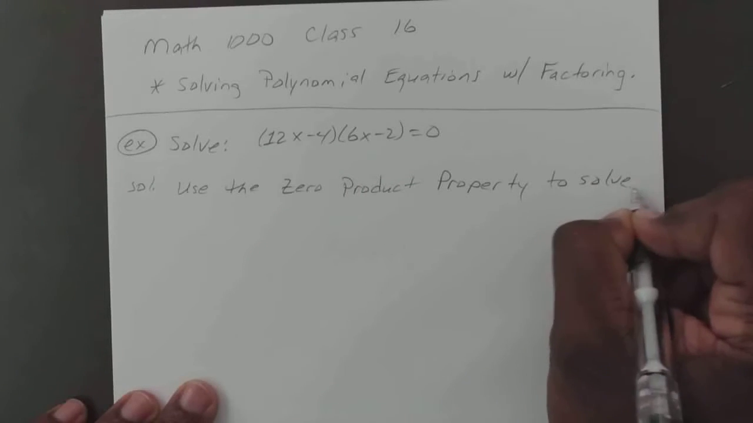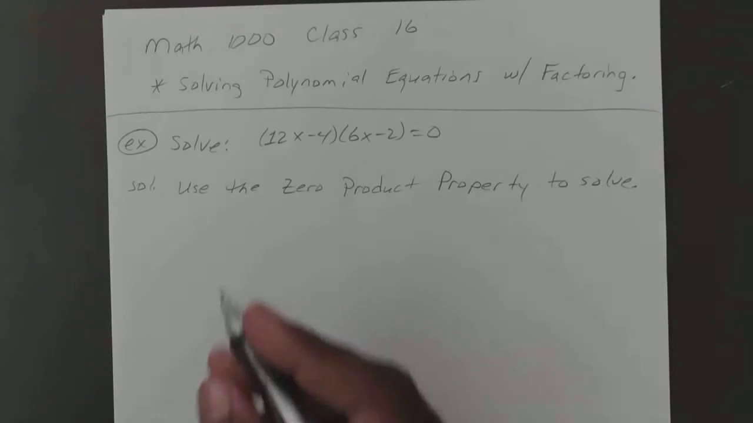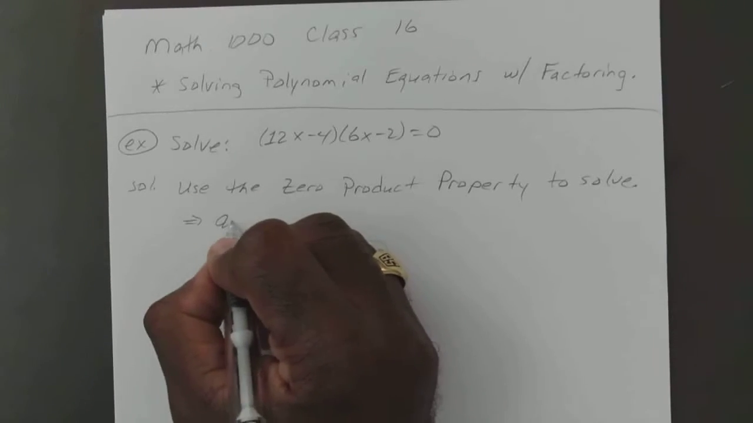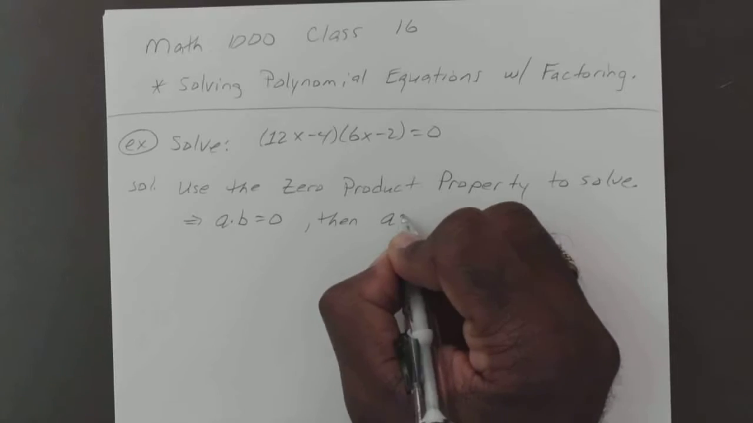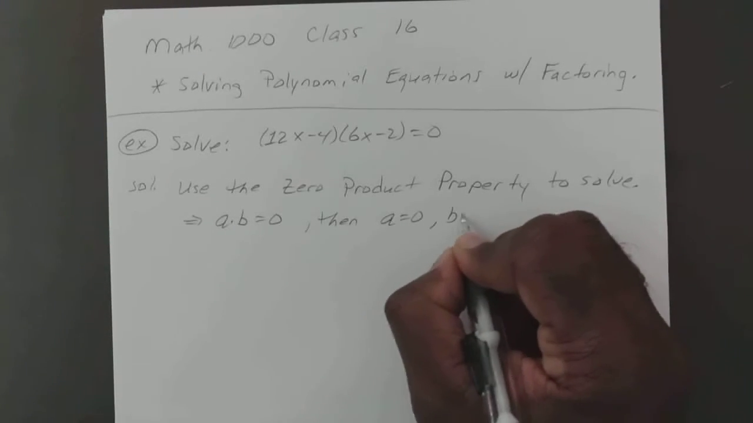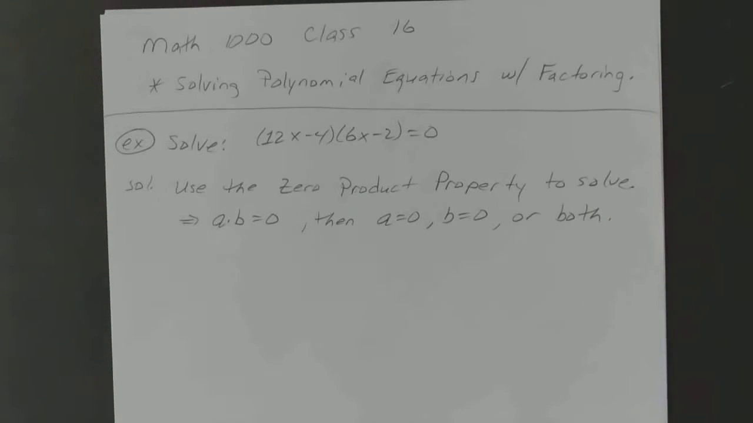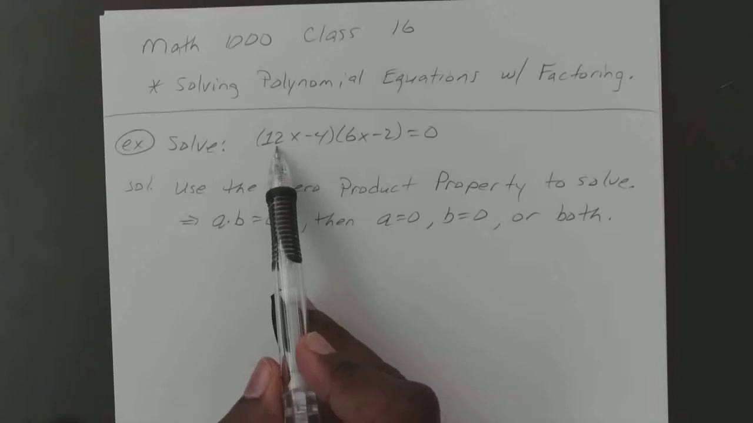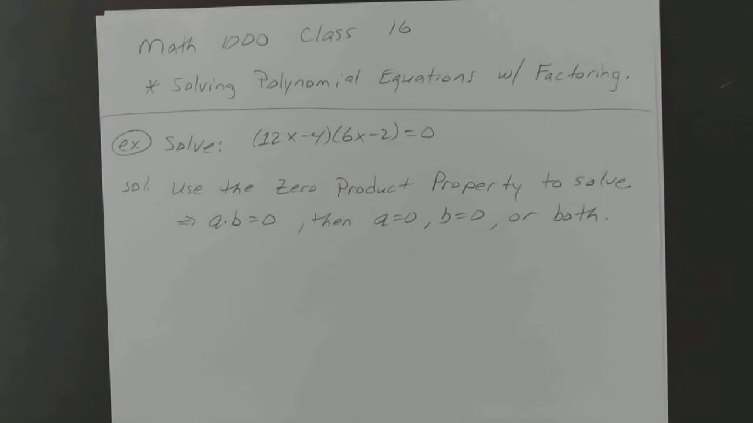To solve. And all that states is that if you have any number a times any number b and it equals 0, then that means either one equals 0 or both equal 0. So if you have a times b equals 0, then a equals 0, b equals 0, or both. Now in these cases, both probably won't equal 0 unless you have a squared function. So that just means you can make this one equal 0, this one equal 0, or if you have some value where both equal 0, that'll work too.